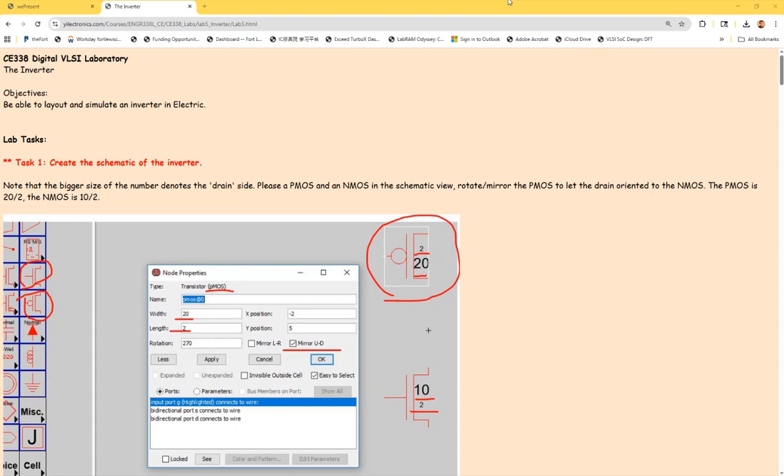You can see the length. We always use 2 as the length, 2 lambda. That makes a lot of sense because 2 lambda is 600 nanometers, right? And 500 nanometers is the smallest length the foundry can fabricate. However, we don't want to directly use 500. We want to use a little bit bigger, so it's improving the yield.